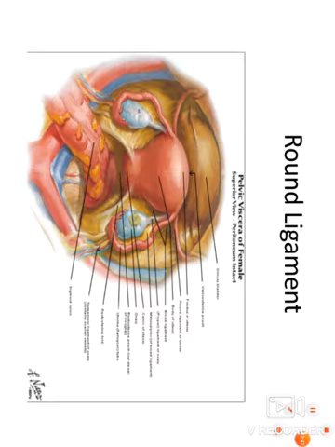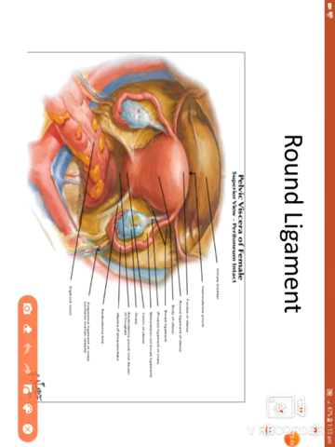Then here in the superior view, you can see the round ligament clearly. See, this is the uterus. This is the uterine tube, fallopian tube, ovary. See this ligament, from this angle of the uterus, inferiorly, it goes laterally, then it merges with this labium majus. It pulls the uterus forwards.